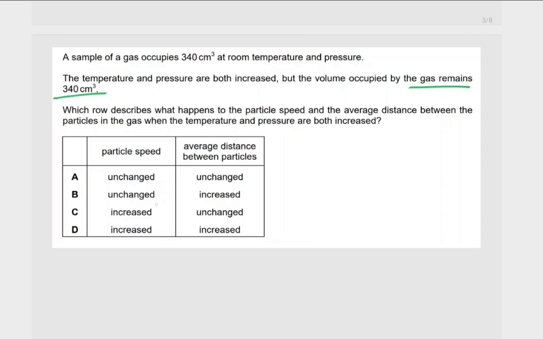So particle speed will increase because an increase in temperature will cause the particles to move faster. Now what happens to the average distance between the particles? It should be unchanged because their volume remains constant.